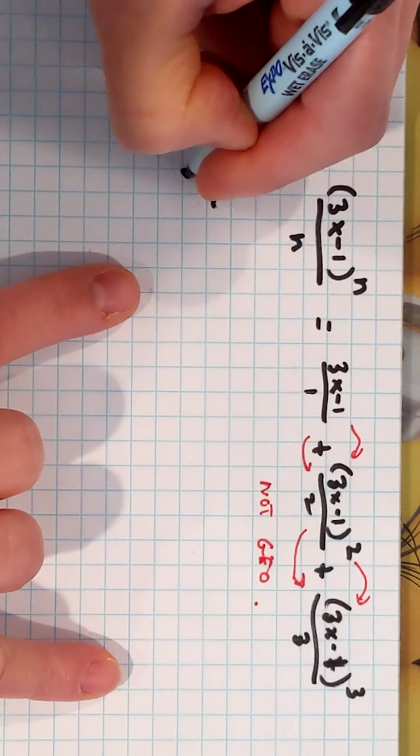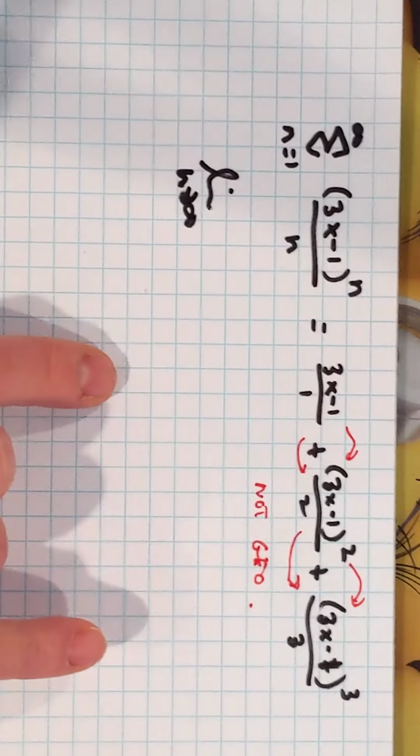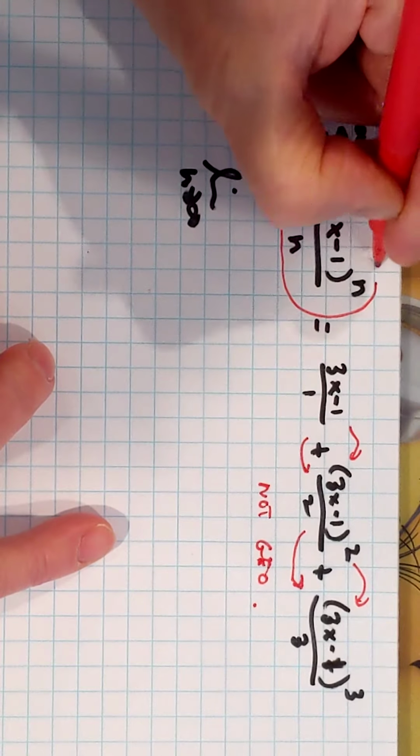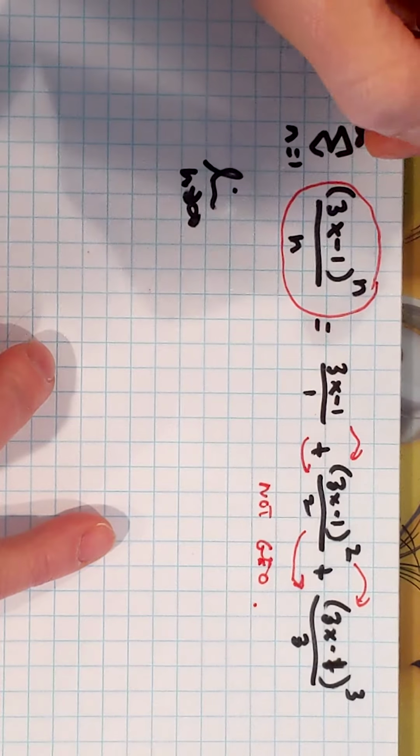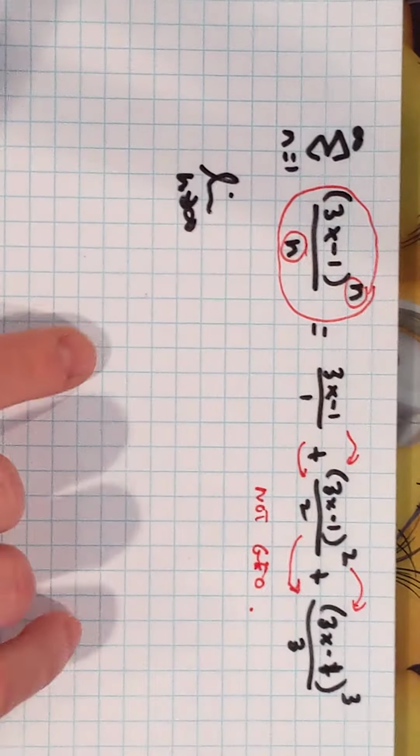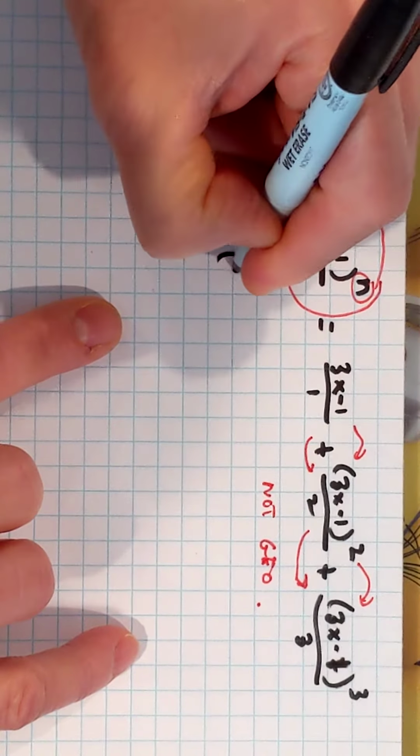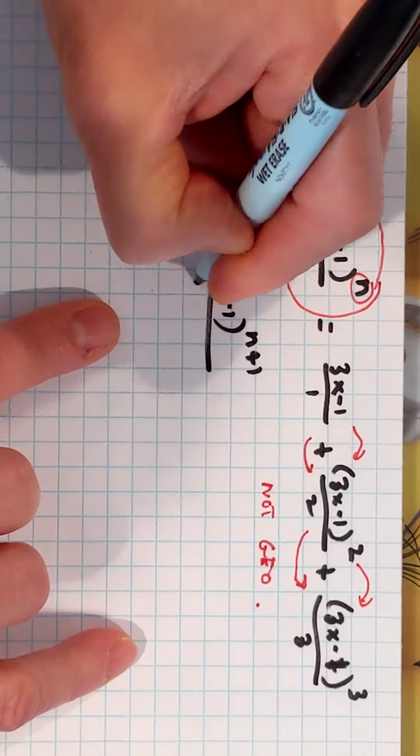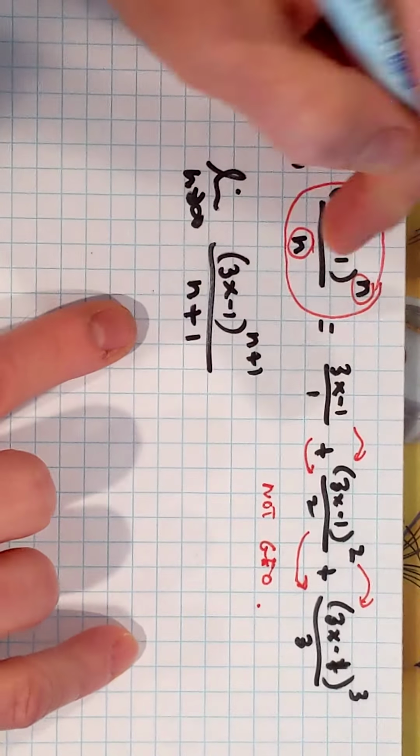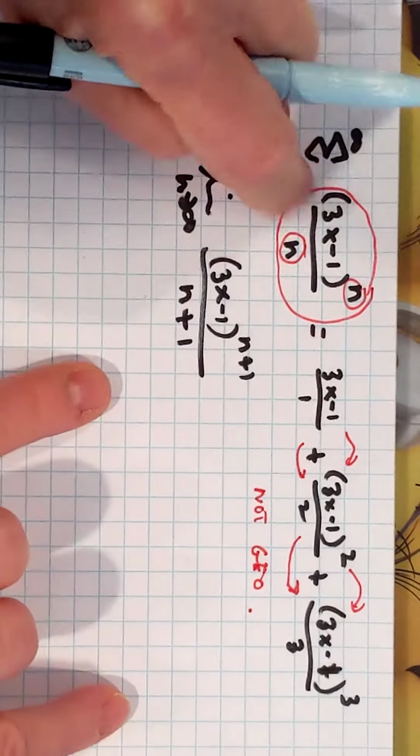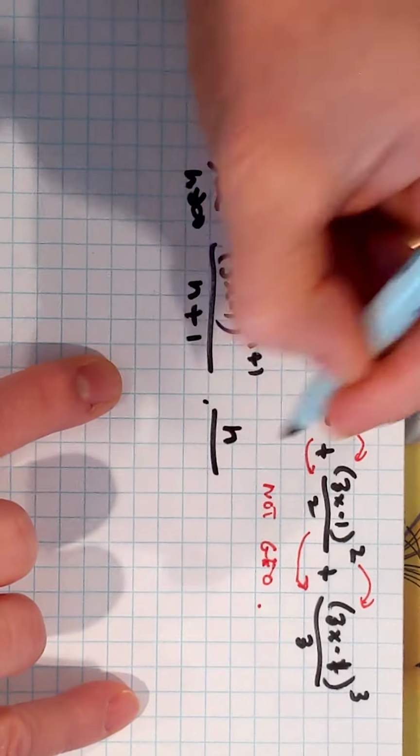Limit as n approaches infinity of. Now what I'm going to do is take the nth term and put the a sub n plus 1 term. So I'm going to take out these n's and replace them with n plus 1. So (3x minus 1) to the n plus 1 over n plus 1 divided by the a sub n term. This is the a sub n term here, but instead of dividing by that, I'm going to multiply by a reciprocal.